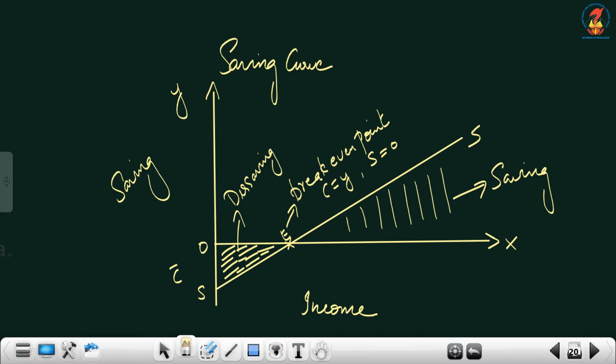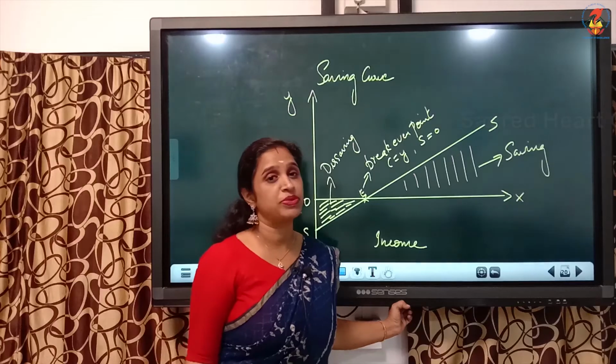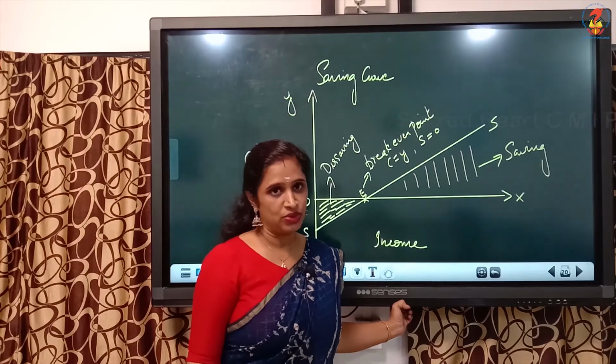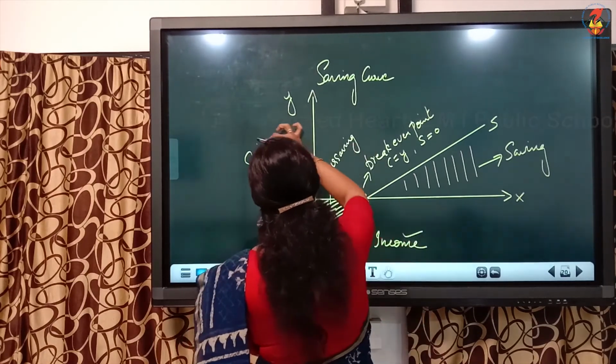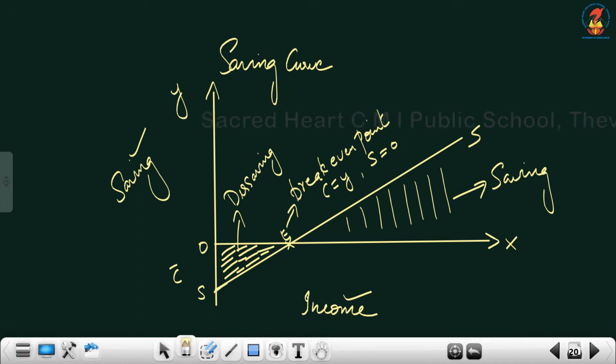You know that the saving curve starts from the y-axis, from the negative side. Why? Because saving is represented as negative values. Here the income is marked on the x-axis and saving is marked on the y-axis. The saving curve starts from S. This is a saving curve.